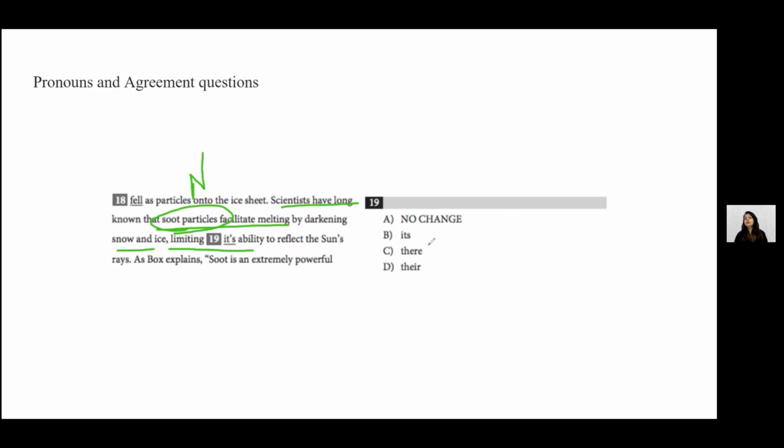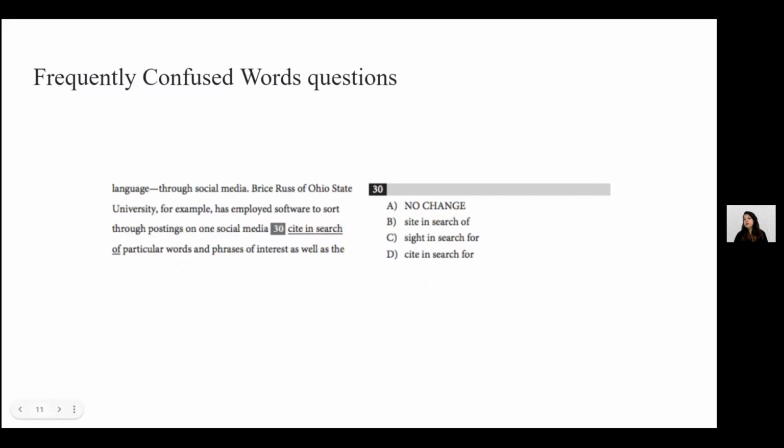Now, most of the students get confused with these common confusables also. Mind you, THERE refers to a location, whereas if you're talking about a pronoun, you're referring to this as a possessive case. So here the answer would be D, right? Next, let's look at this question. This is exactly what I was talking about.